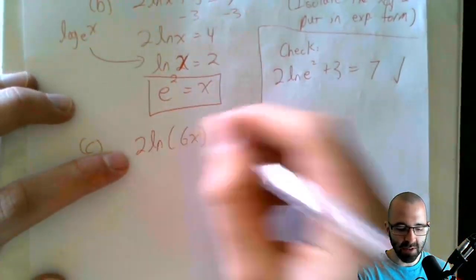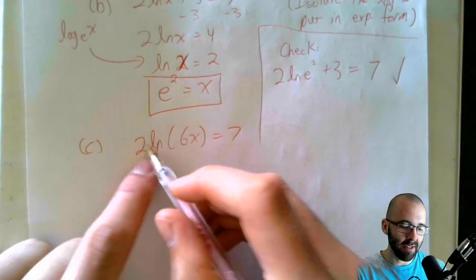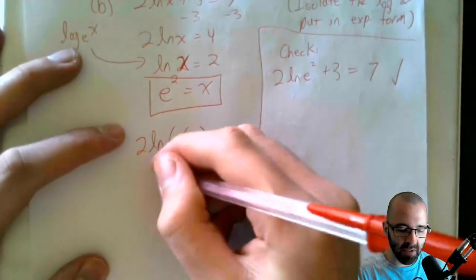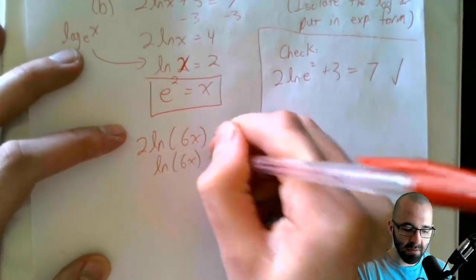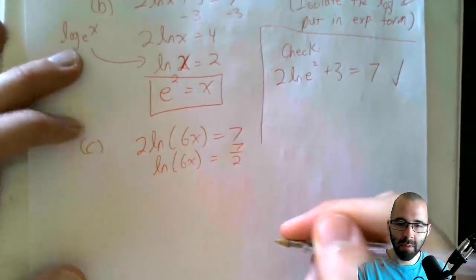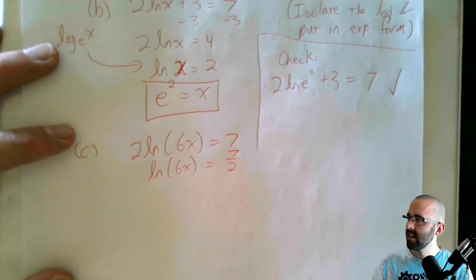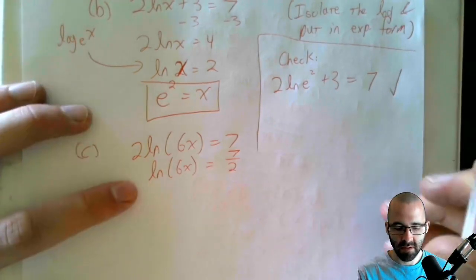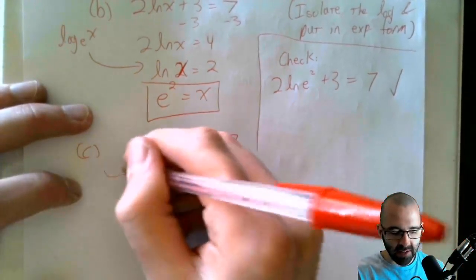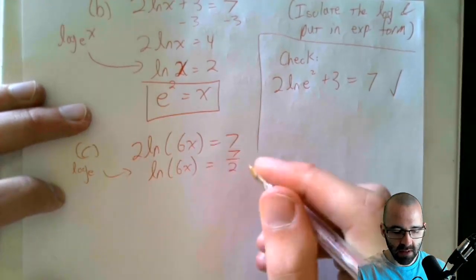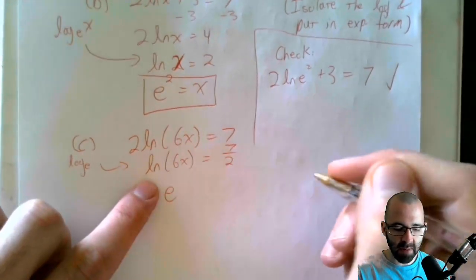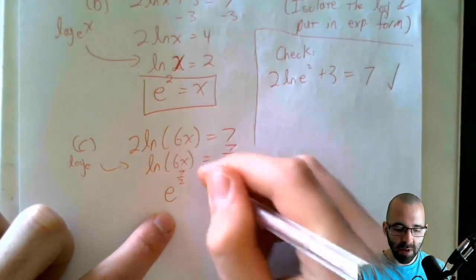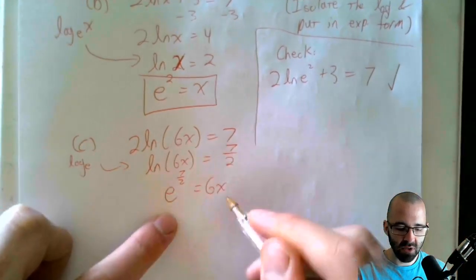We're going to divide both sides by 2, right? We need the natural log to be isolated. There's a times 2 in front. That's no good. Divide both sides by 2. You get natural log of 6x equals 7 halves. Now that the logarithm is isolated, we can put it in exponential form. Okay. Remember again, this is log base e. So the base of the logarithm becomes the base of the exponential. And then the right-hand side becomes our exponent. And the 6x is over here.